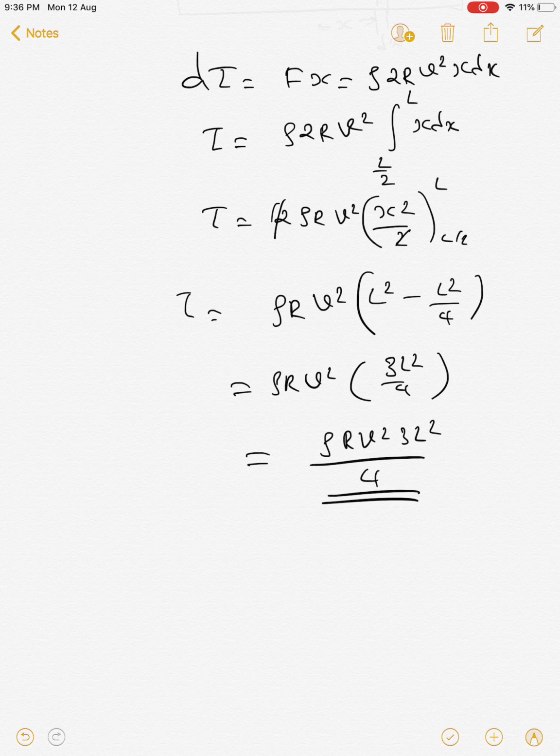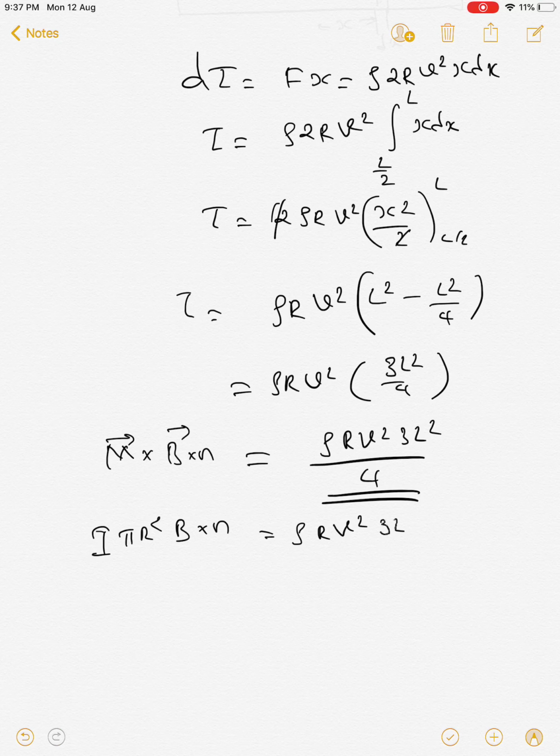Now we can equate this to the torque which is exerted by the magnetic field. We know the equation for torque, that is m cross B, and m is equal to I into A, and area we can take as pi r square into B, and here it is given that there are n number of turns, so we write into n. That should be equal to rho r v square 3L square divided by 4.